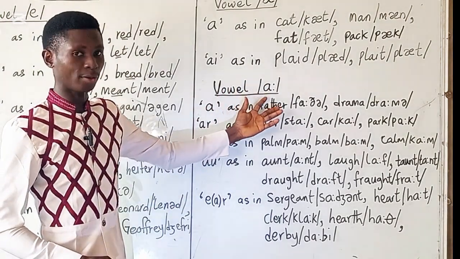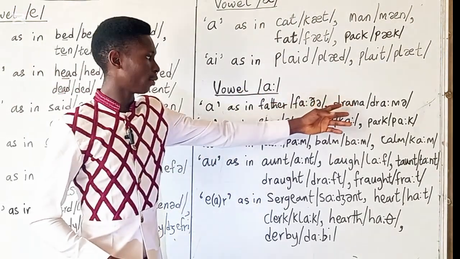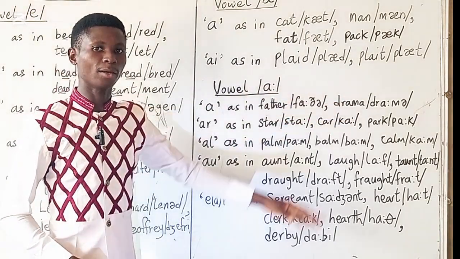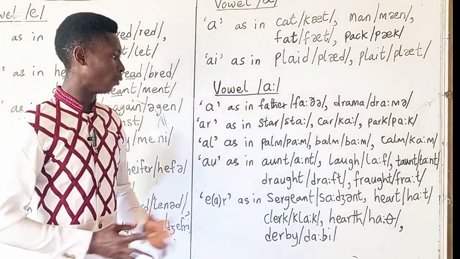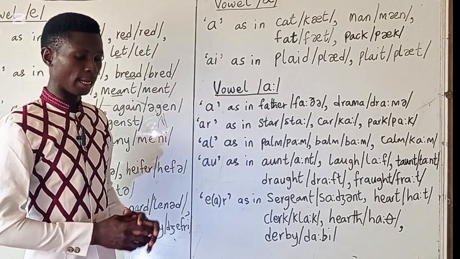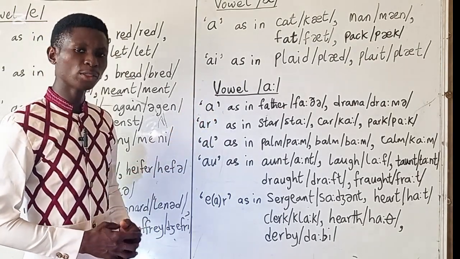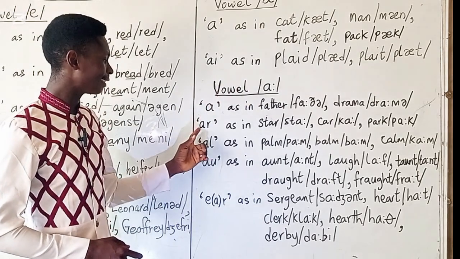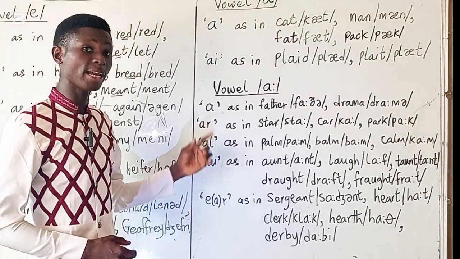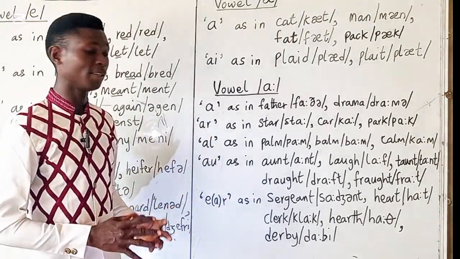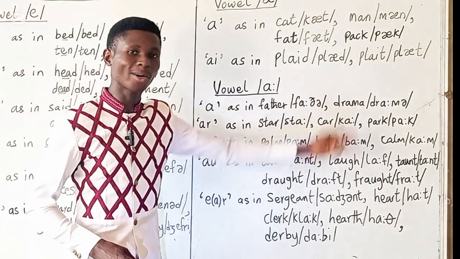For example, in father, father, father. Drama, drama. We can also have it in words like pass, class, and so on. So in place of A, we can have the R sound. Also, the most obvious spelling of the R sound is AR. Whenever you have R after A, that means you're likely to have the R sound, as in star, car, park.